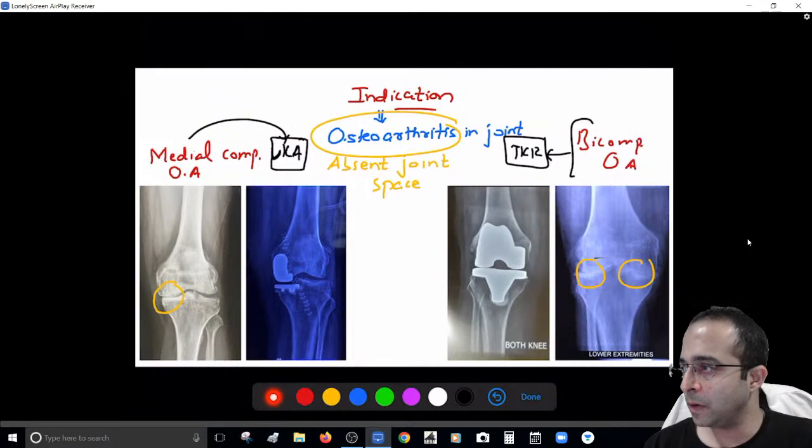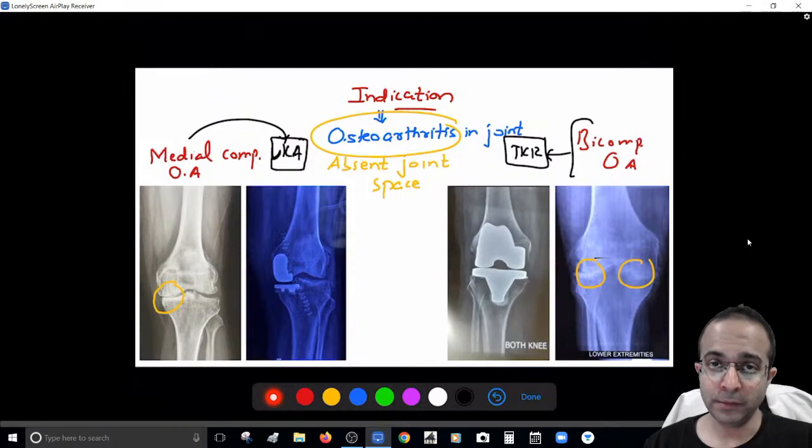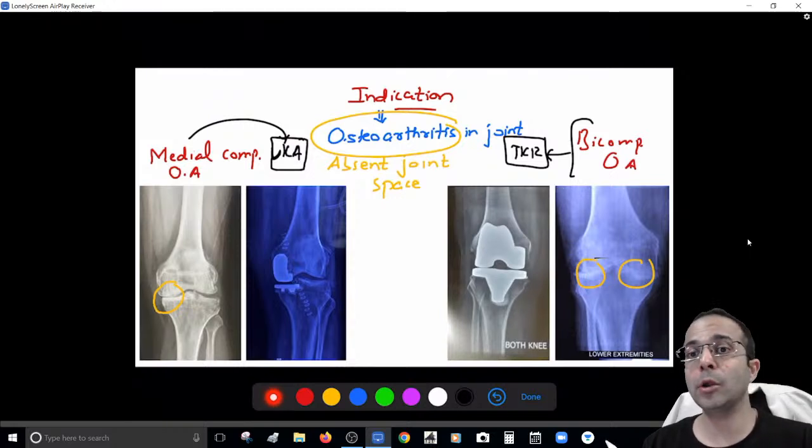So I hope, Salima, other people watching, you are crystal clear as to when to choose a replacement arthroplasty when you don't find joint space, because the cartilage is gone. And I hope you are clear, if it's only the medial compartment that is involved, you'll go with the unicondylar knee replacement. If it's both the compartments that are gone, you'll go with the total knee replacement surgery. Clear enough, guys? Clear enough?